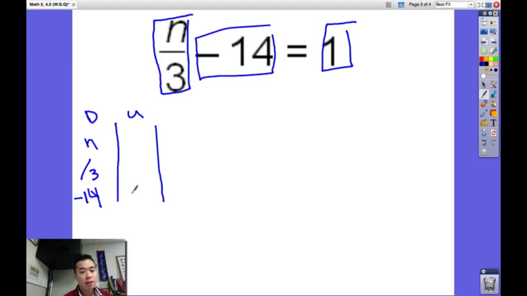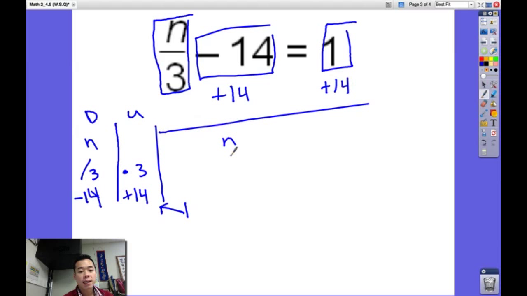The opposite of negative 14, or minus 14, is plus 14. And then the opposite of dividing by 3 is multiplying by 3. I'm going to go ahead and put 1 over here. Draw my arrow. So the first thing I need to do is add 14. I'm just going to put that right there. So I get n divided by 3 is equal to 15, because negative 14 with positive 14 is 0.